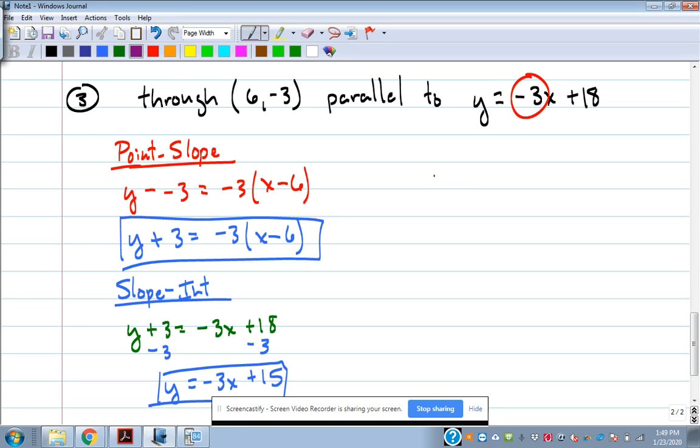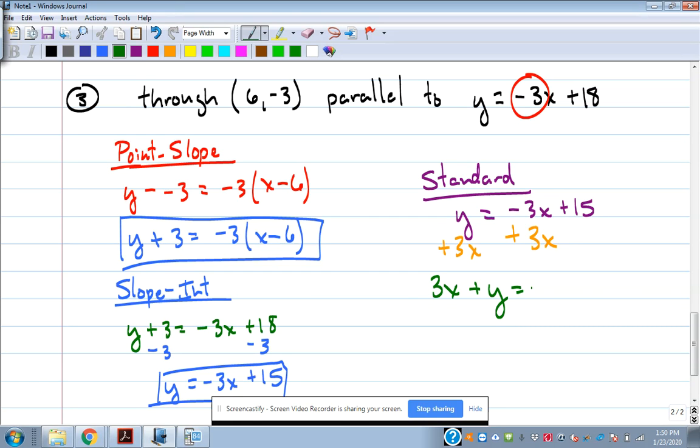And this one's super easy to get in standard form. Yeah, all you got to do is move the 3x. Don't have to do much else on this one. So we'll move that 3x by addition. Hardly see the orange there, can you? Use a different color. So that'd be 3x plus y is equal to 15. There's our standard form out of that.